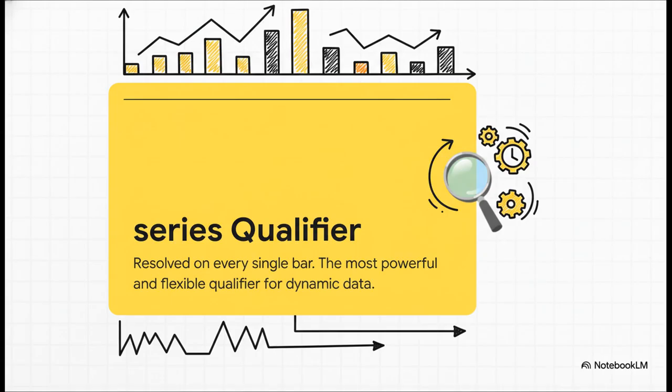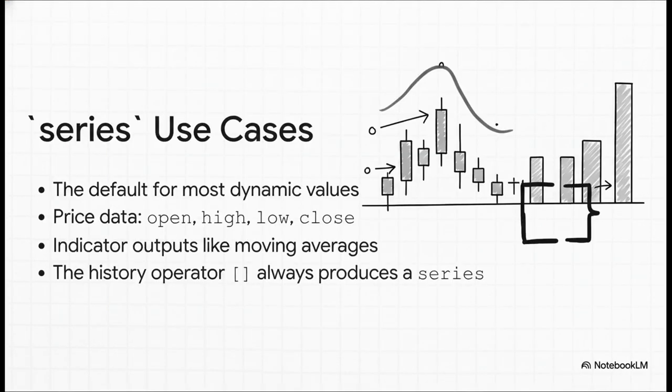And that brings us to the top of the food chain, series. A series value is resolved on every single bar. This is the absolute workhorse of Pine Script. It represents the dynamic, constantly changing nature of market data. Pretty much everything you work with that changes is a series.